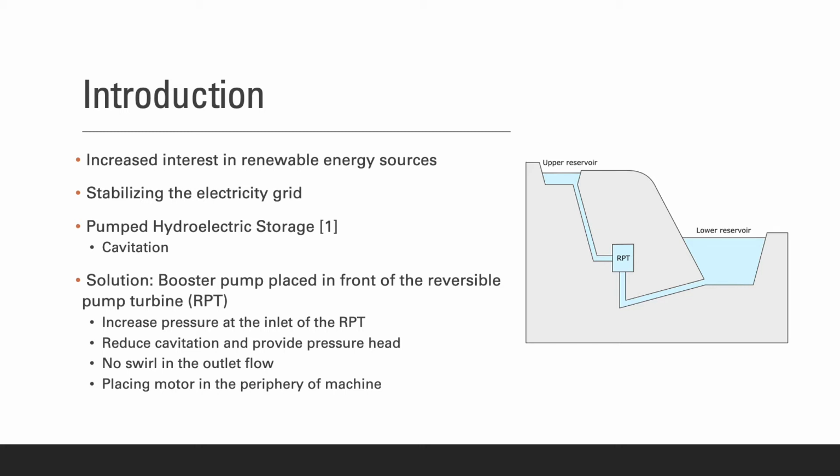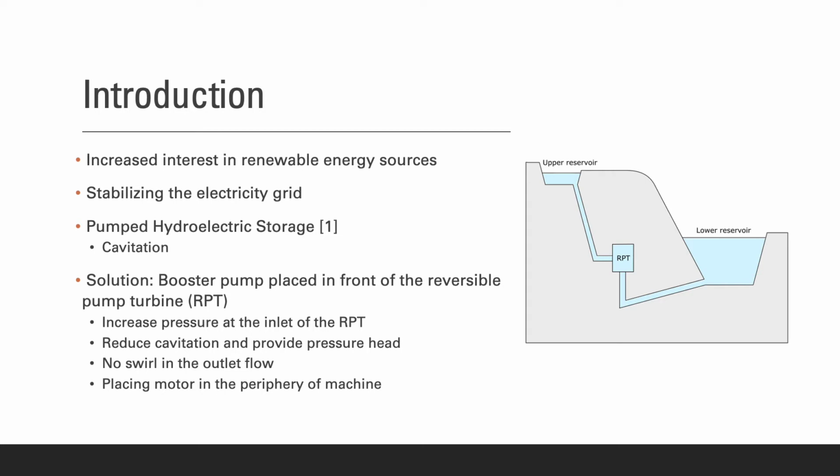One way of solving this problem with the cavitation is by placing a booster pump in front of the RPT when it's in pumping mode. So that means that it will be placed between the draft tube and the lower reservoir. This will increase the pressure at the inlet of the RPT in pumping mode, which of course will reduce the cavitation and also provide extra pressure head for the pumping process itself.